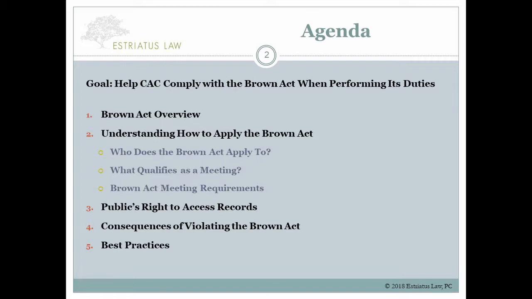The first step is determining who the Brown Act applies to. The next is determining what qualifies as a meeting. And then the third step in the process is to understand what the Brown Act rules are for meeting requirements. I'll do a brief primer on the Public Records Act as it applies to your duties on the council. I'll go over the consequences of violating the Brown Act and then some best practices.